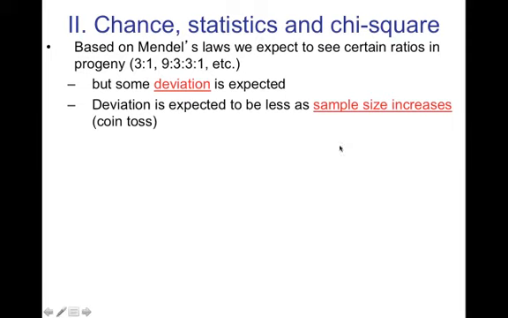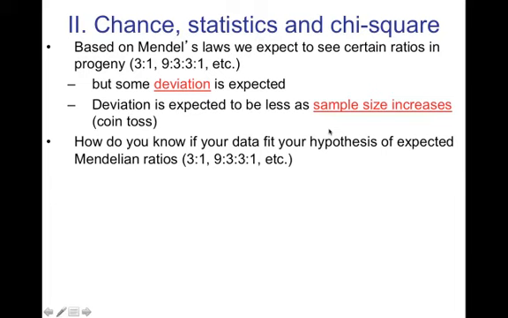Okay, so deviation is expected to be less as the sample size increases. For instance, if I take a coin and flip it 2 times, we would expect that 50% of those times it'll be heads and 50% of the time it'll be tails. But if I just flip it 2 times, you wouldn't be surprised if both times it ended up on heads or ended up on tails. However, if I flip that coin 1,000 times, we would expect to see a closer 500 of each, heads and tails.